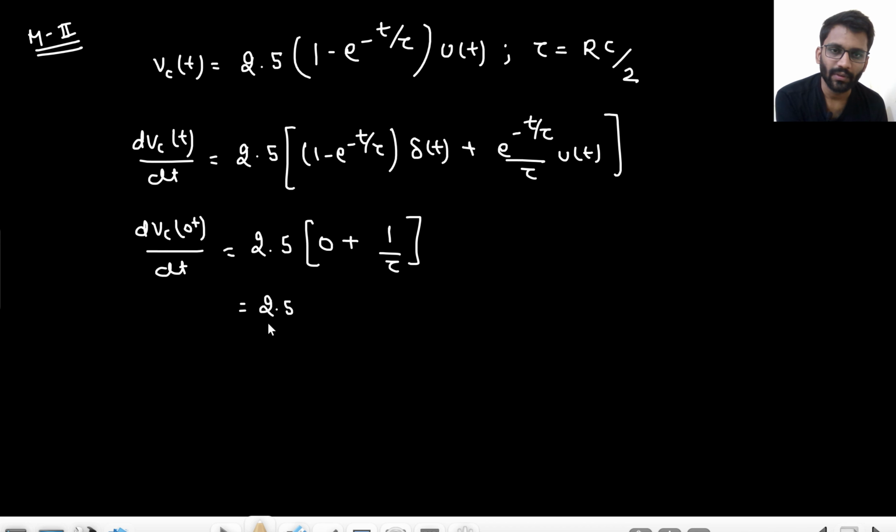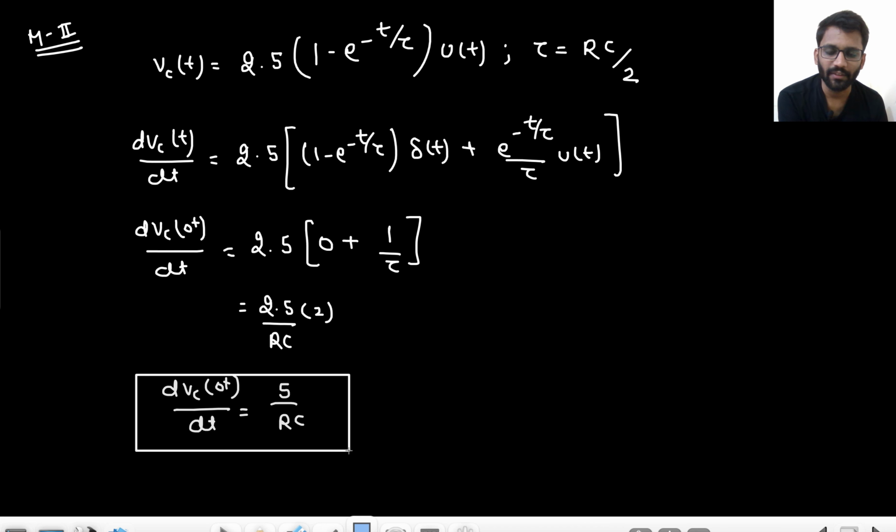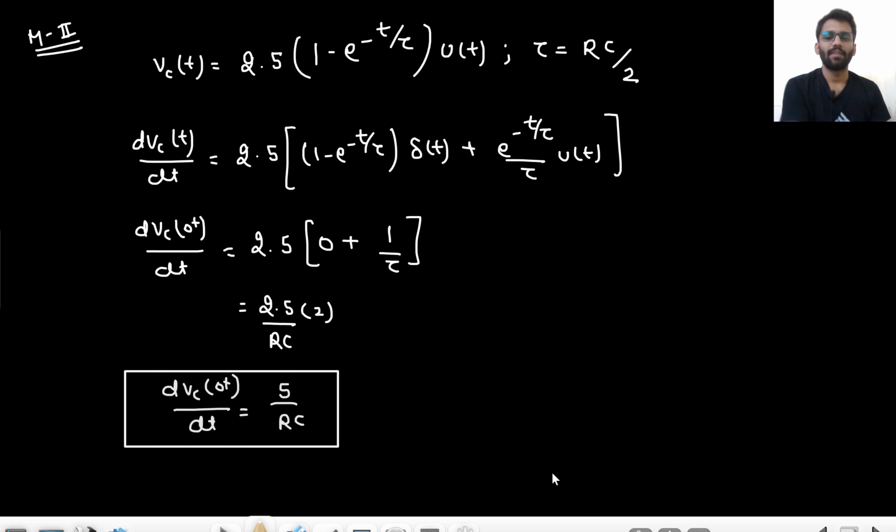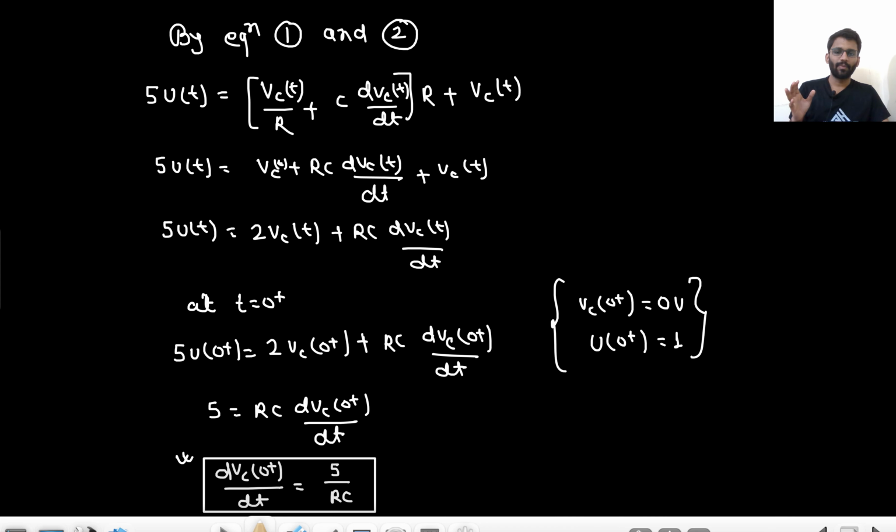What is the value of tau? That is RC by 2. So basically your dVc(0+)/dt is coming out to be 5 by RC only, right? Well and good, just the equation, but you just need to take care of the mathematics. Okay, well and good, easy problem.